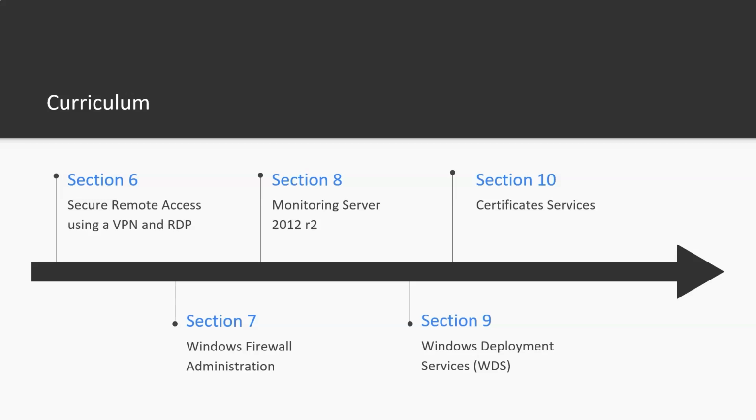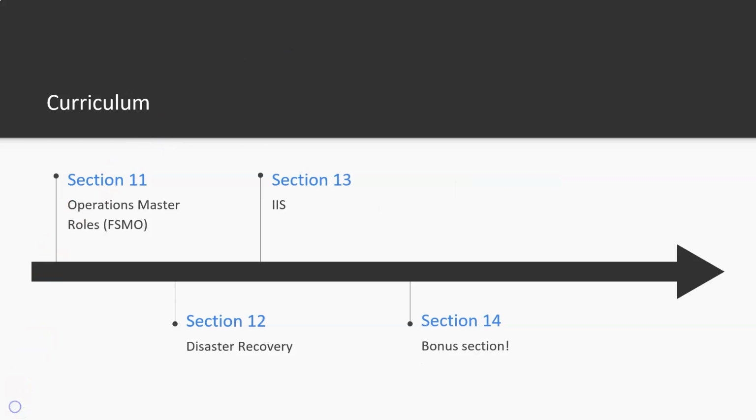Section 9, we're looking at Windows Deployment Services, WDS. And Section 10, we get into certificate services. For Section 11, we're going to be looking at Operation Master Roles. And in Section 12, we'll get into disaster recovery. And Section 13, we're going to be looking at IIS. And Section 14 is your bonus section.